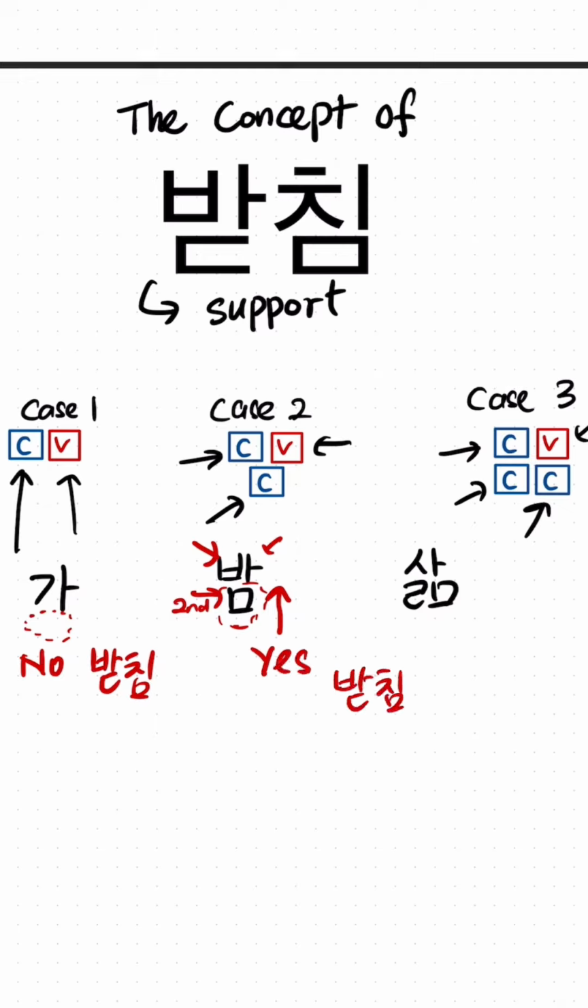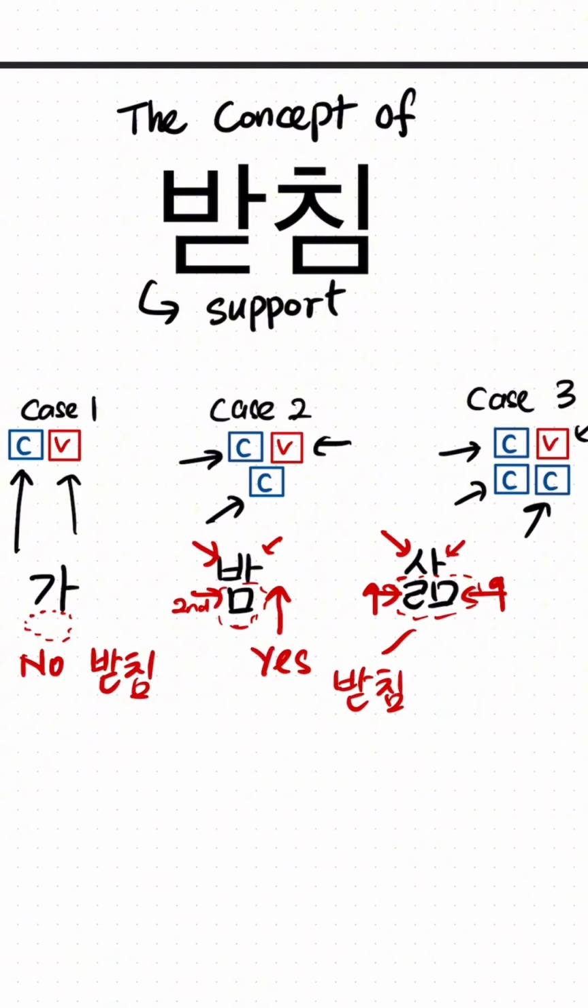Okay, and how about case number three? I bet you already know the answer. The answer is yes also, because why? We have one consonant, two consonants and three consonants with one vowel. So these two consonants are actually supporting this character.